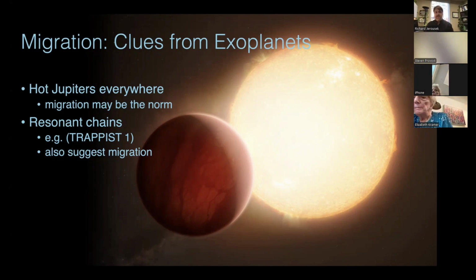We also see planets. The TRAPPIST-1 system is a really cool one. It's got something like 7 Earth-sized planets, 3 of which are in the zone where liquid water could exist around this star. But all of them are in a resonant chain. So in other words, they're in resonance with each other. Somehow they got trapped at these particular distances from their star. This also suggests migration.